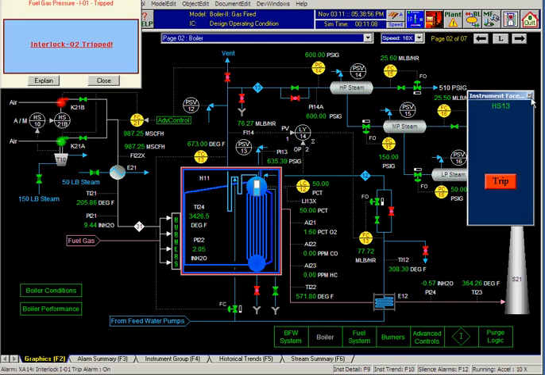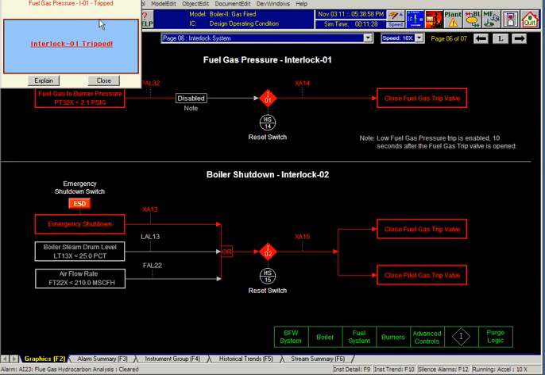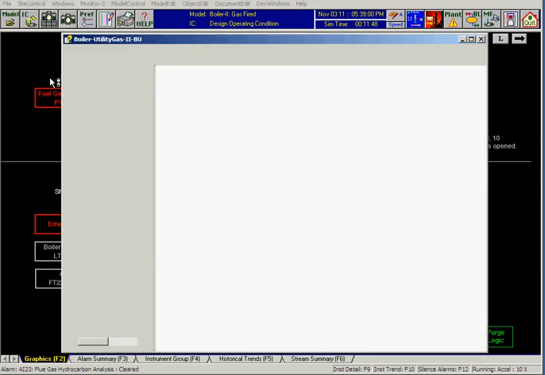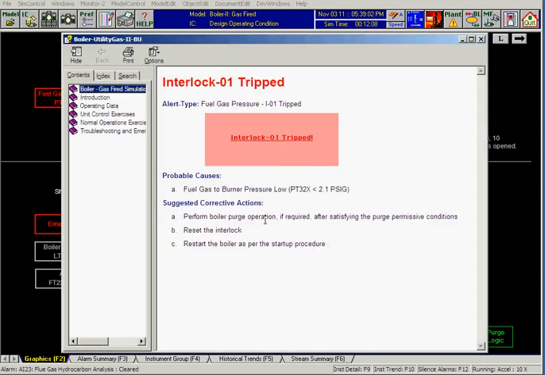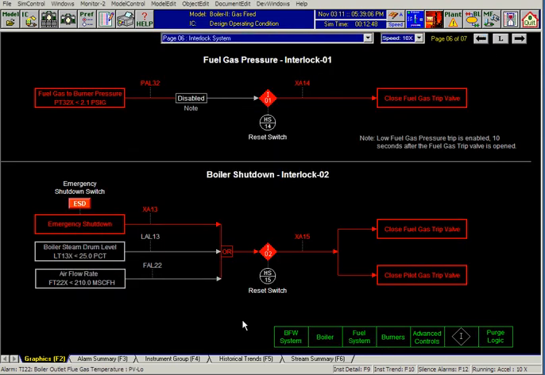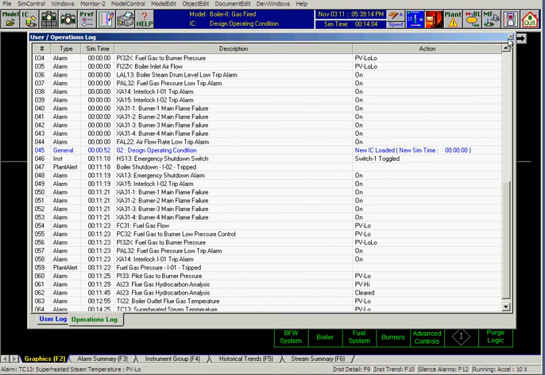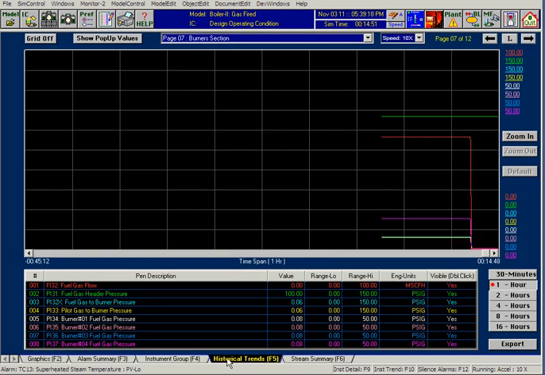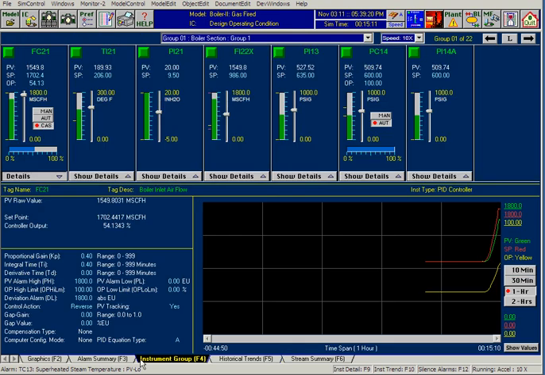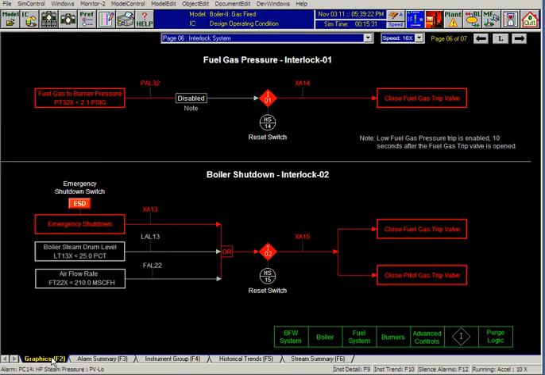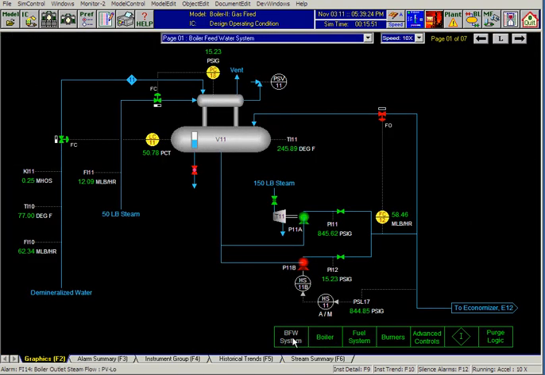And, if I were to trip the boiler, in this case, we can see we got an alert saying the boiler trip, gives you probable causes, suggestive corrective actions. From these, between this and the log, I can pretty much determine what caused the interlock, and we can look at the trends, we can look at group display, alarm summary, and try to recover it.